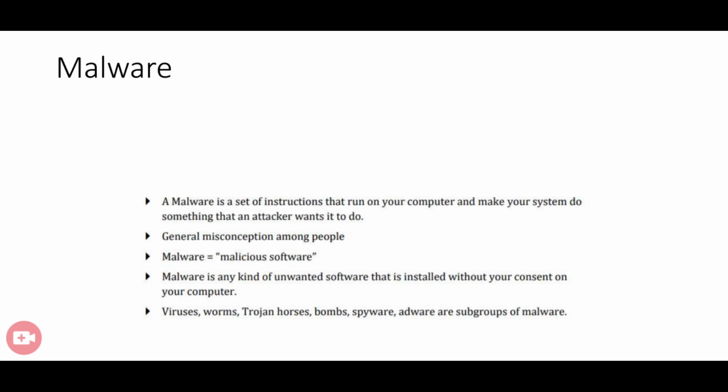Viruses, worms, Trojan horses, bombs, logic bombs, spyware, adware, etc. are the categories of malware. So malware is malicious, unwanted software, and it makes our system unprotected and makes our system do what an attacker wants. They are installed in our system without our consent. Viruses, worms, Trojan horses, etc. are the subgroups of malware.